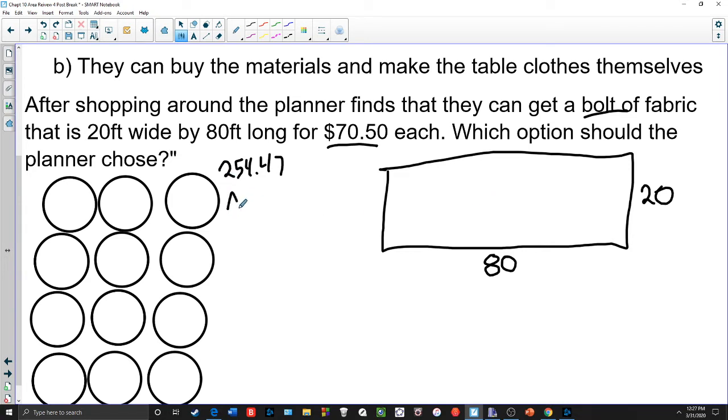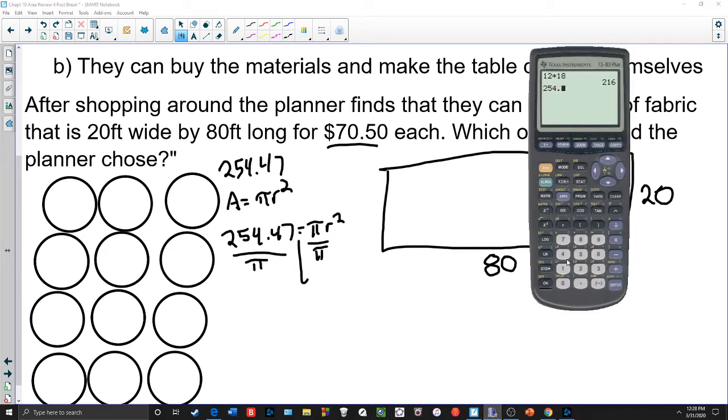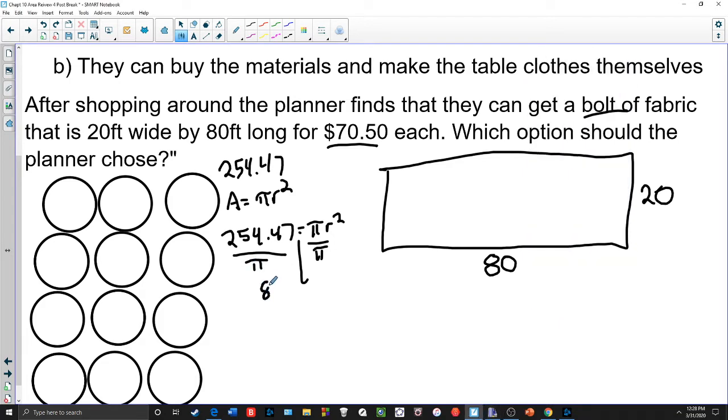So if the area is 254.47, remember for a circle, area is pi r squared. So it'd be 254.47 is equal to pi times r squared. So what you would do is you would divide both sides by pi. 254.47 divided by pi. We get basically 81, right? We'll just round it out to 81. So we get 81 is equal to r squared, and then square root both sides. And we get 9 is equal to r.